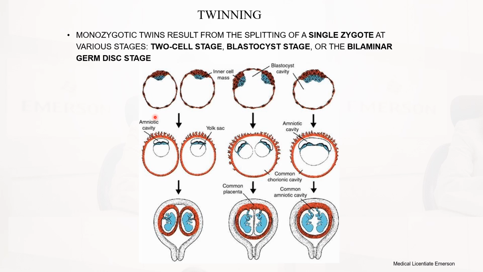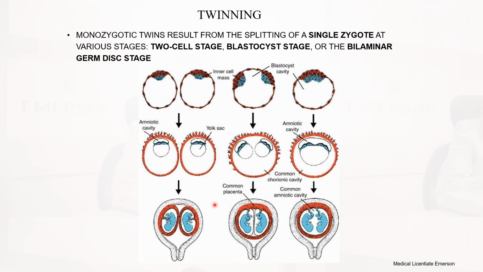Okay, so monozygotic twins result from the splitting of a single zygote at various stages, either the two-cell stage, the blastocyst stage, or the bilaminar germ disc stage. So this is one of the stages where the single zygote is going to split off and become two. It's like the same cell has split off and has now become two cells. Okay, so again, it's the same concept.